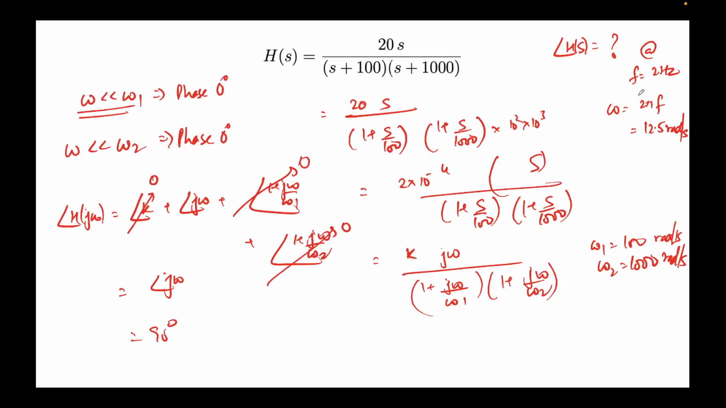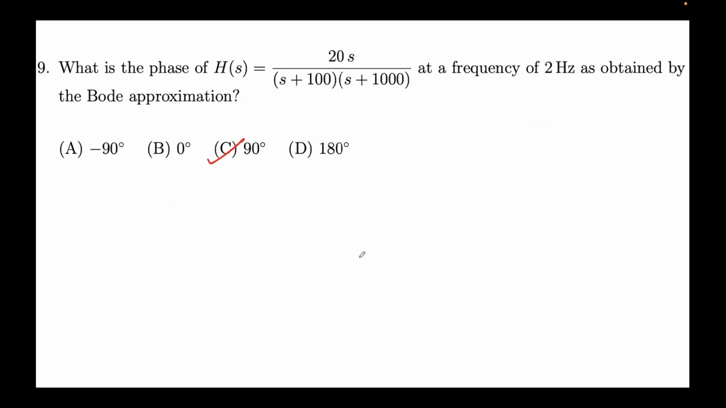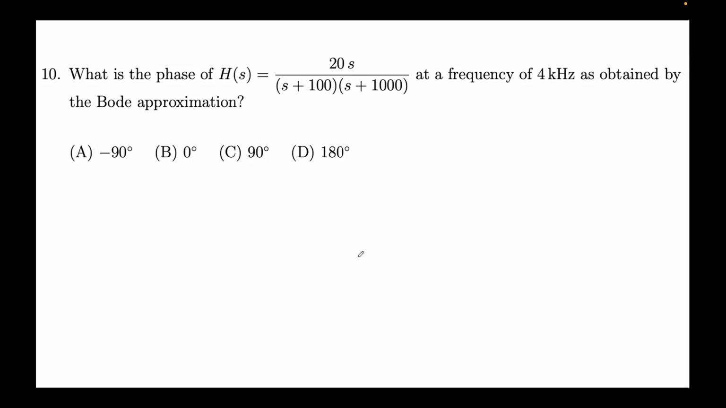For the transfer function at a given frequency, you find out omega and you simply compare it to the values of the 3 dB frequencies that we have in the problem, and then using this expression you can break it down like this and solve it out. Okay, right. So now moving on to the next problem.